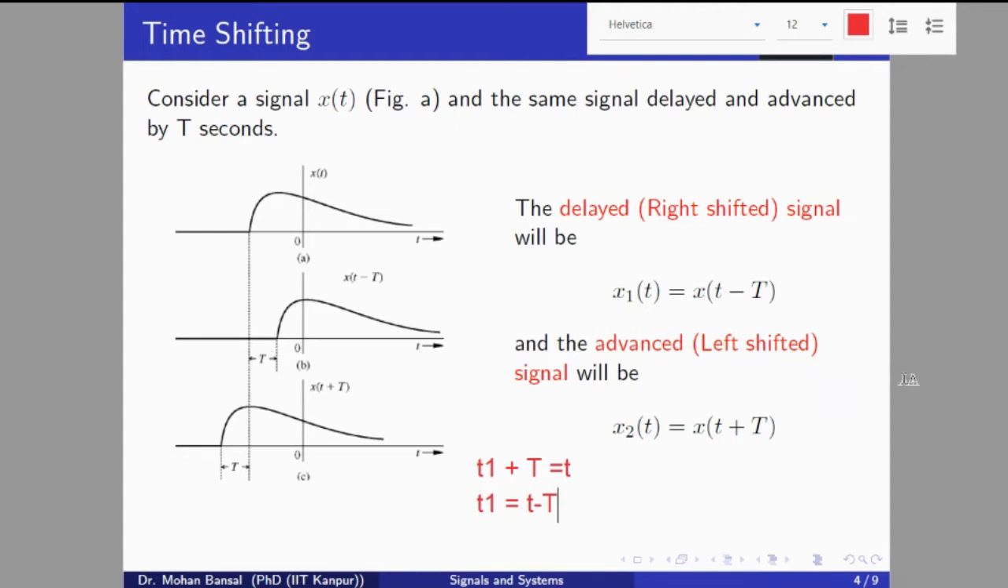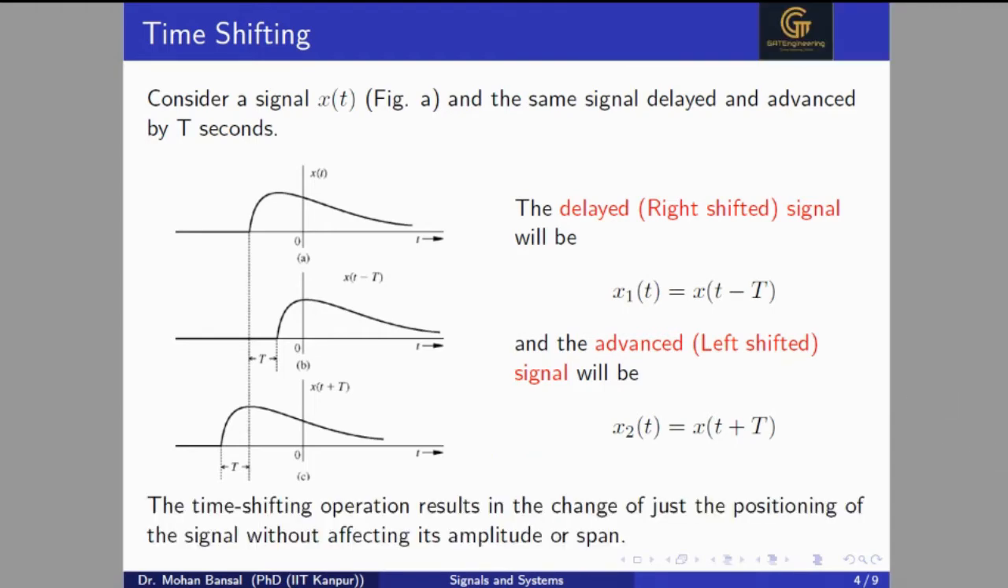So this is the concept of delaying and advancing of the signal, or we can say the right shifted signal and left shifted signal. If the signal is right shifted, we can represent it by x(t - T). If the signal is left shifted, we can represent it by x(t + T). Now we'll talk about time scaling.